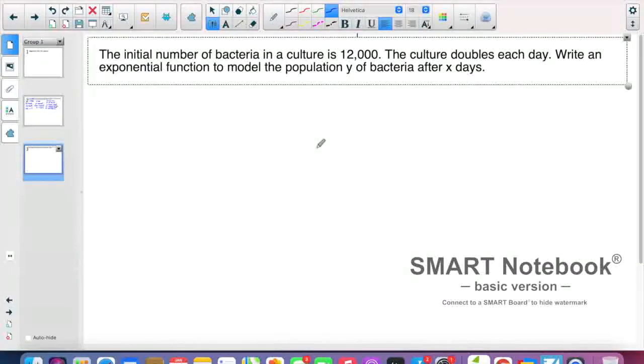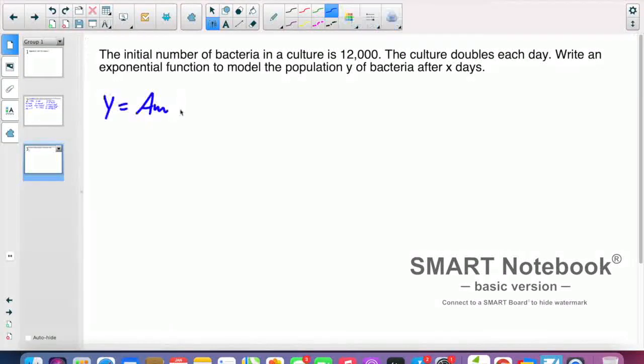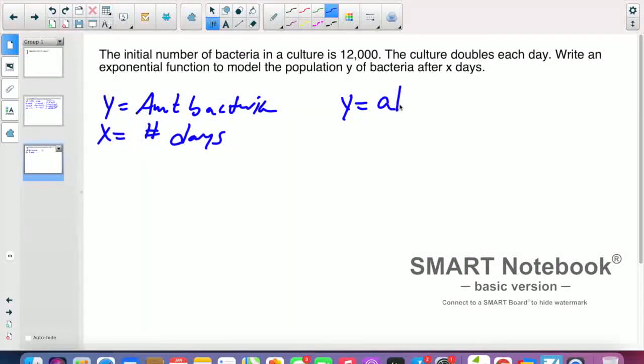In the next problem, the initial number of bacteria in a culture is 12,000. The culture doubles every day. Write an exponential function to model the population y of bacteria after x days. So y is the number of bacteria at a certain time, x is the number of days. Giving us the equation, again, y equals a, b to the x. And remember, a is our initial population. So our initial number of bacteria in the culture is 12,000.